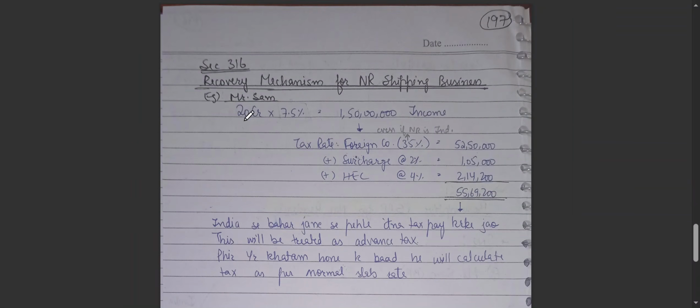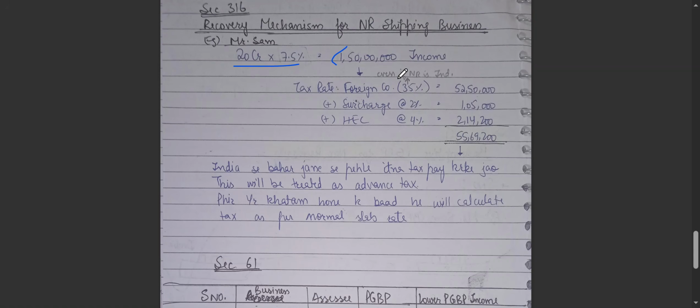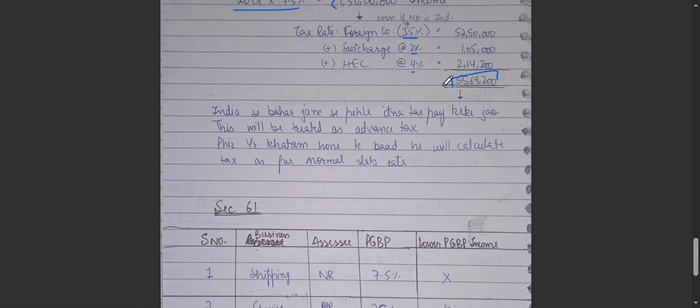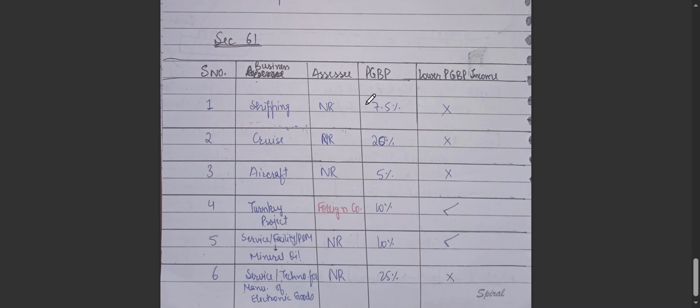This is the same example. 20 crore at 7.5% comes to 1.5 crore of income. So on 1.5 crore, they will have to pay tax at 35%, surcharge at 2%, and cess at 4%, which comes to 55 lakh. They will pay this, and then only they will be allowed to leave the port of India. And thereafter, they can calculate tax as per normal slab rates, which is applicable to them. And this will act as advance tax payments.